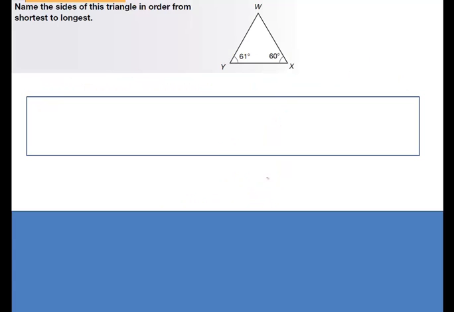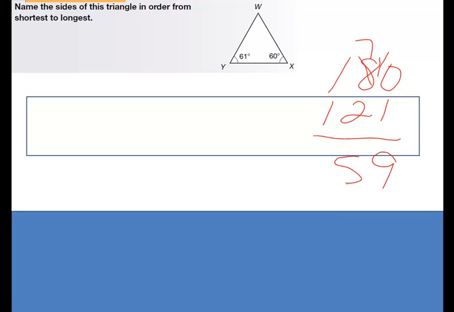Okay, so let's just start by naming the sides of this triangle in order from shortest to longest. The first thing we have to do is figure out what W is. Well, how many degrees does a triangle have? That's right, it has 180. So we just have to add up all our corners to total 180. If we've got 121, we subtract it from 180, and we're going to end up with 59. So we know that W is equal to 59.